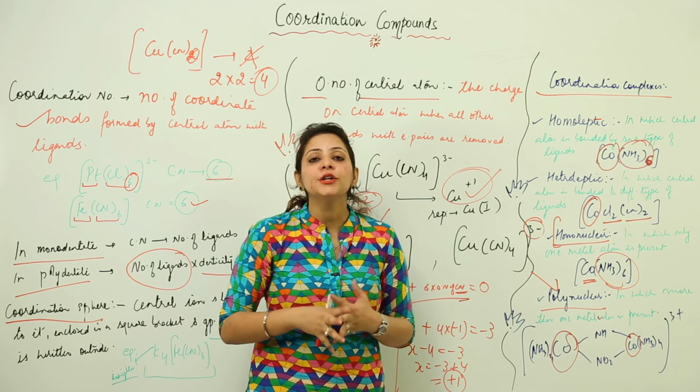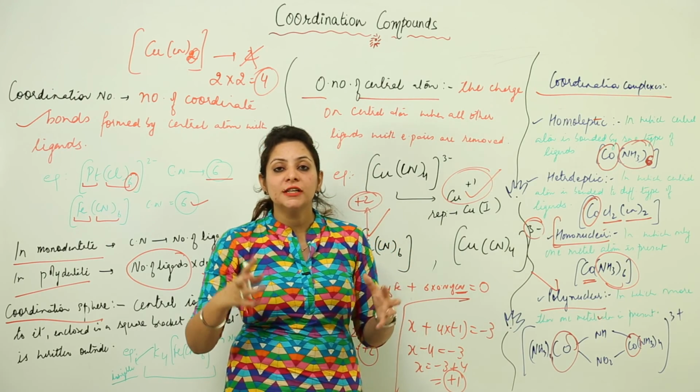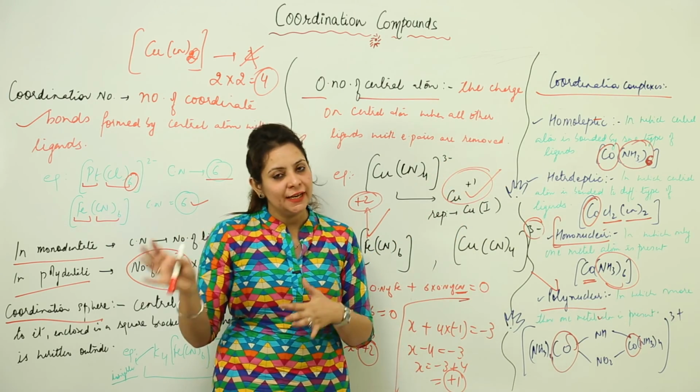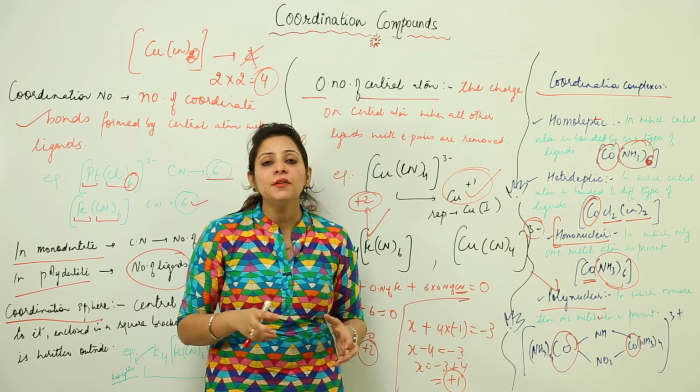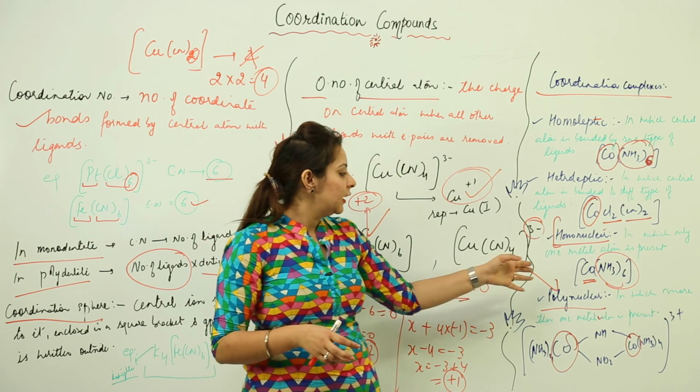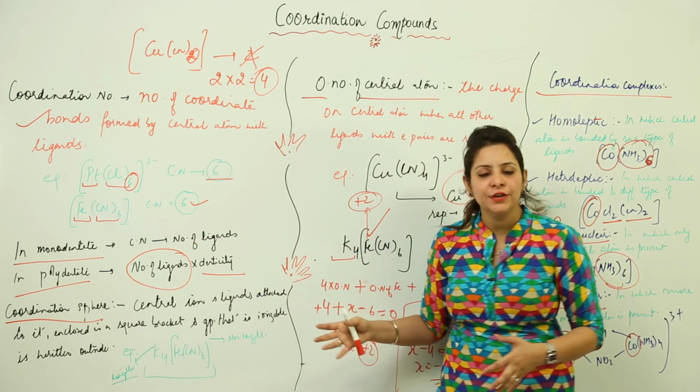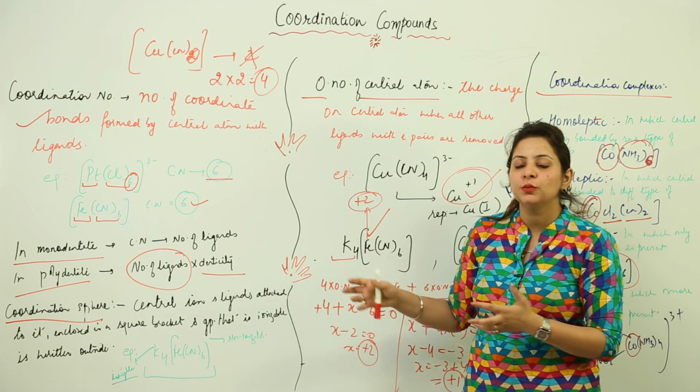So this is how you classify the complexes depending upon the similarity of the ligands, into homoleptic and heteroleptic, and depending upon the number of central atoms, into homonuclear and polynuclear. So these are the basic definitions which are involved. Just look at the board, we will start with another.